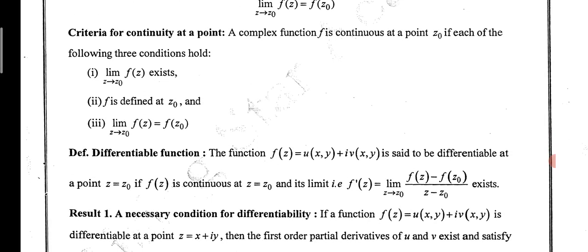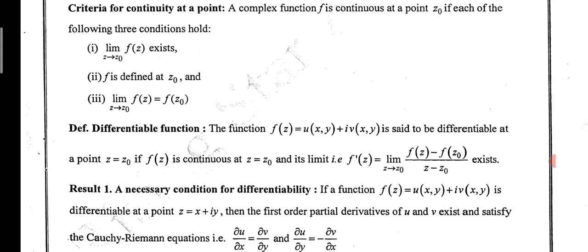The next definition: differentiable function. The function f of z equal to u plus iv, that is u(x, y) plus iv(x, y), is said to be differentiable at a point z equal to z0 if f of z is continuous at z equal to z0 and its limit, that is f dash z0 equal to limit z tends to z0 of f of z minus f of z0 upon z minus z0, exists. This is the differentiable function.